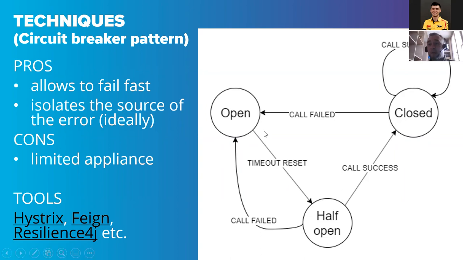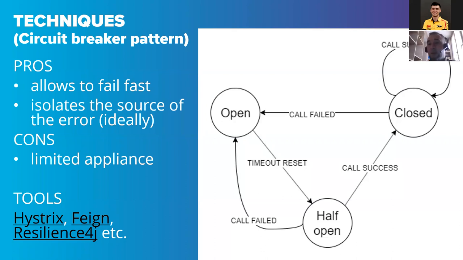But what happens when some of your calls start to fail on this external service? When the call fails, it becomes open. And what does this actually mean? This means that your next call to this external service will not happen. So you will not be able to call this external service. And what it brings to you? First of all, you have the thing which is called fail early. And second, you can handle this correctly.